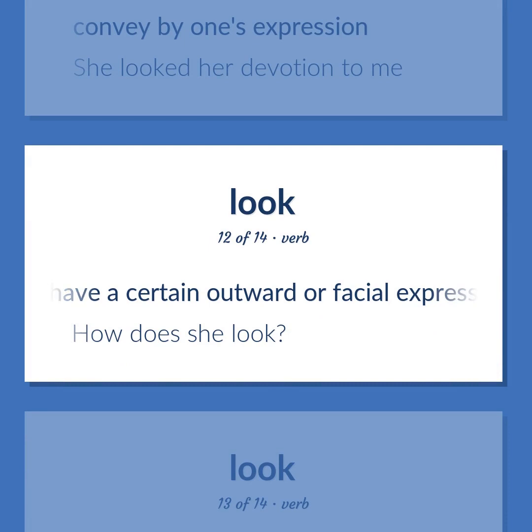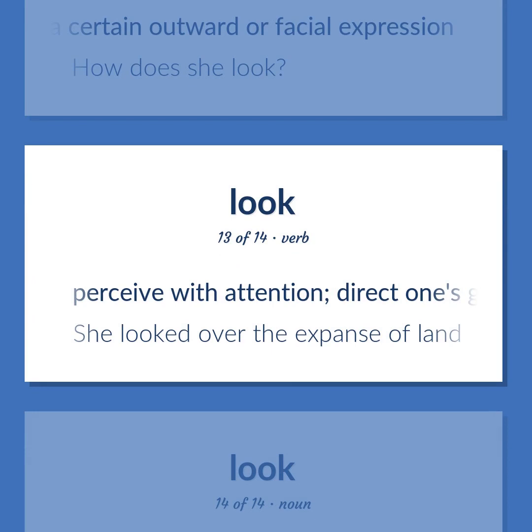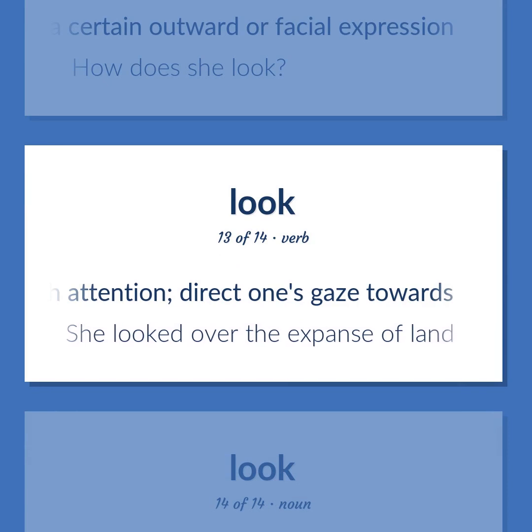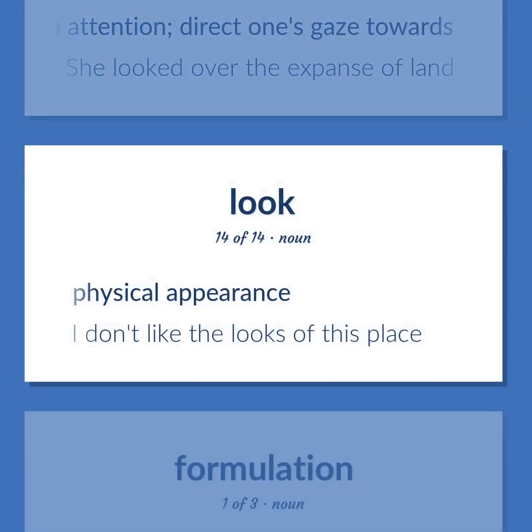Have a certain outward or facial expression. How does she look? Perceive with attention. Direct one's gaze towards. She looked over the expanse of land. Physical appearance. I don't like the looks of this place.